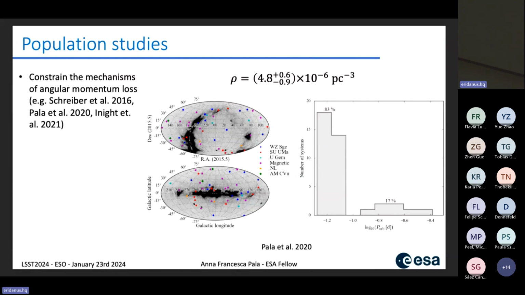So the fraction of systems at long and short orbital period will basically tell us the evolutionary timescales, which reflects the mechanism of angular momentum loss driving the evolution of these systems. And also, we will be able to look at the distribution of accreting white dwarfs in our galaxy.